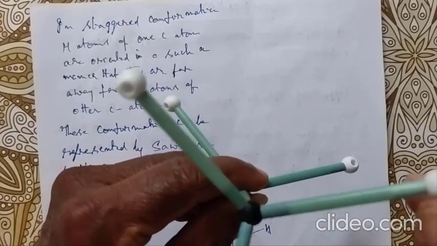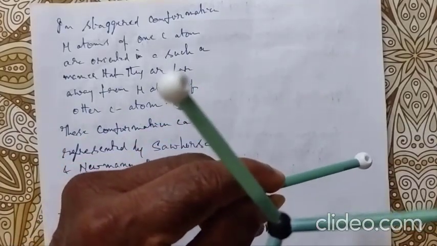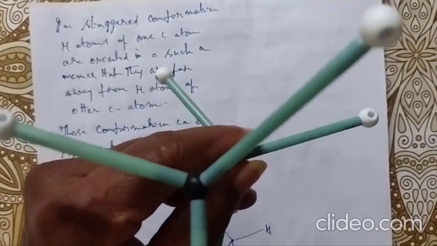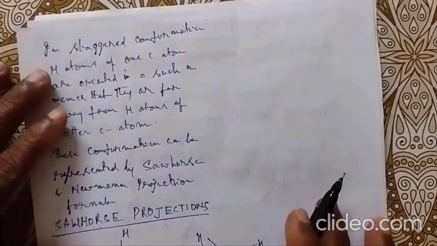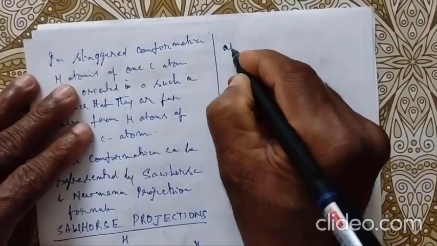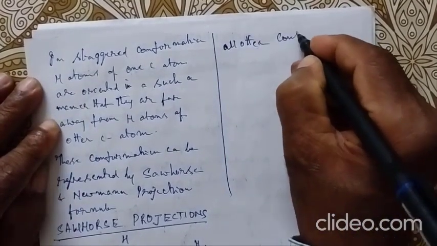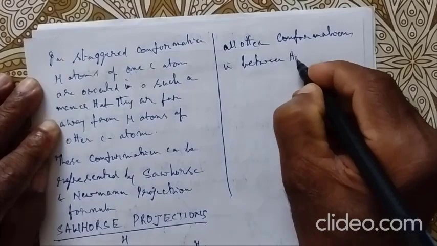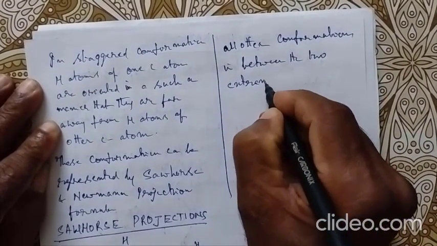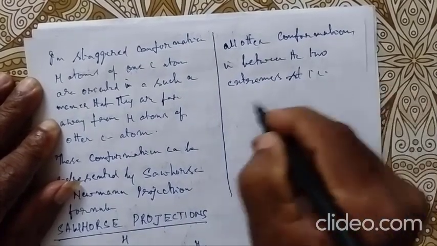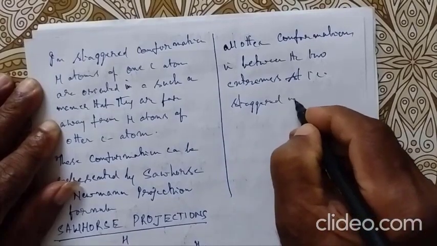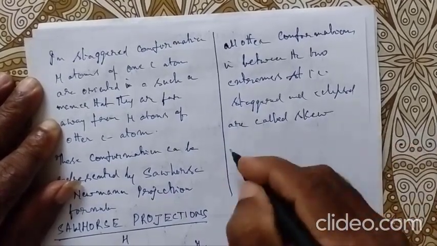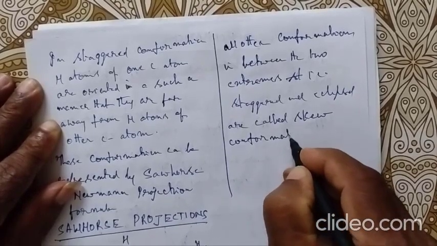In between, there will be so many conformations. All the other conformations in between these two extremes, extreme conformations meaning one is eclipsed and another one is staggered. So in between eclipsed and staggered, all the other conformations are called skew conformations.